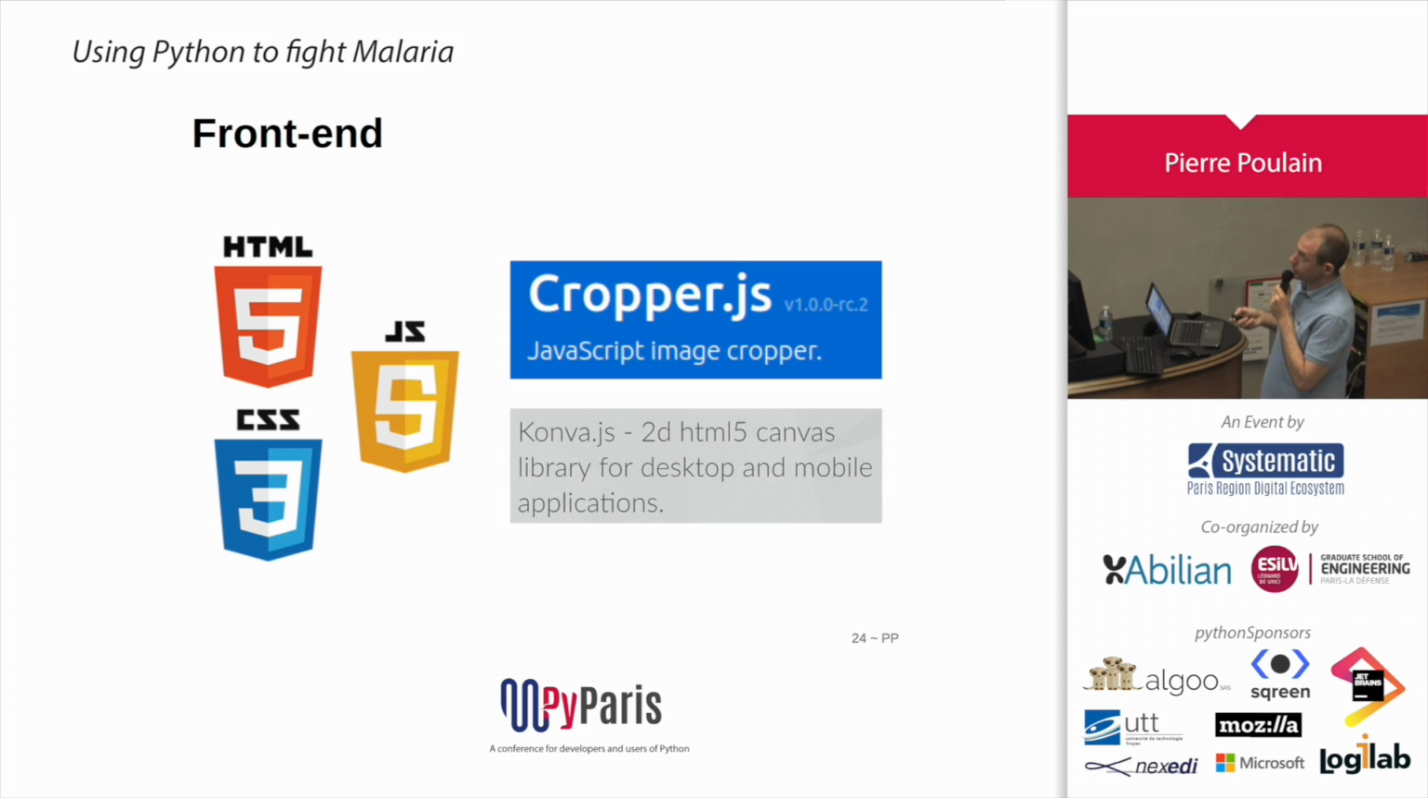The front end part is the usual trilogy with HTML, JavaScript, and CSS. We used two very interesting JavaScript libraries. Cropper.js is a JavaScript library that lets you very easily select an area in a picture. So this is very convenient. And Canvas.js, which is just an enhancement of the basic HTML5 canvas.